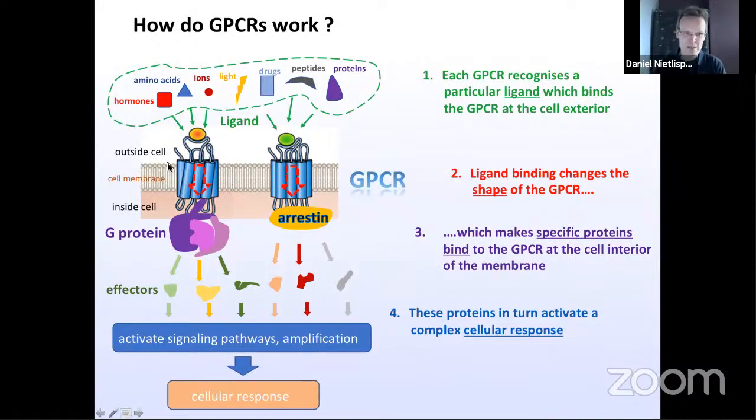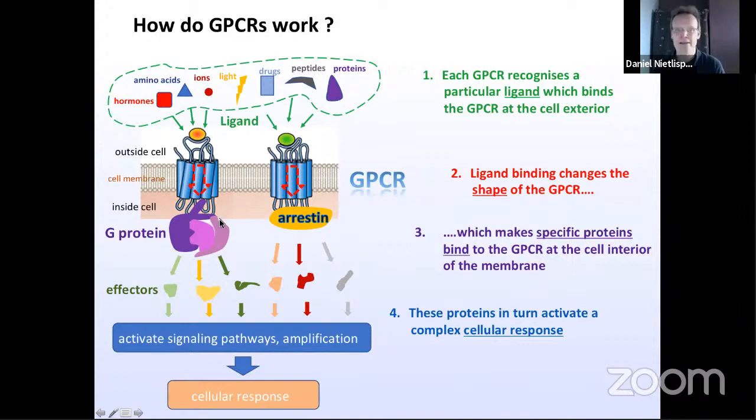Here you can see the GPCR embedded in the lipid membrane, and on the outside of the cell, there will be a range of different molecules: some small molecules, amino acids, drugs, peptides, proteins. Each of these GPCR receptors will be specialized to bind a particular type of ligand. As soon as this ligand is present outside the cell, it will bind to the receptor. Then this will lead to a change in the shape of this receptor, which will allow different coupling proteins, a G protein or an arrestin mostly, to bind on the inside of the cell to the GPCR.